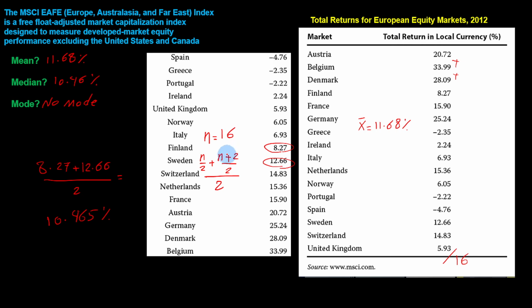Okay, now as you can see here, the median is not influenced by the outlier. So if, let's say, the return for Spain was even lower than this, lower than minus 4.76, still it would not affect my median, right? Or even if the Belgium return was even larger than this, still the outlier has no effect on the median. So there you go, you have your mean, median, and no mode.